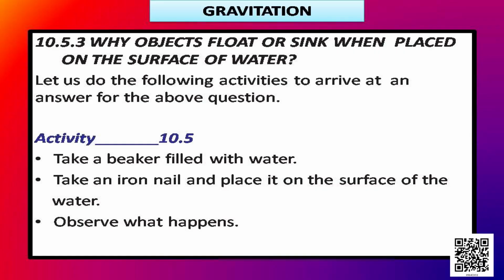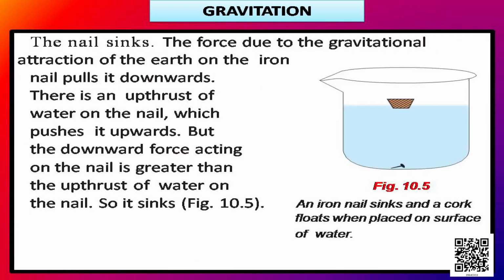Students, let us now discuss why objects float or sink when placed on the surface of water. Let us do the activities given in your book to arrive at an answer for the question. Take a beaker filled with water. Take an iron nail and place it on the surface of water. Observe what happens. The nail sinks.